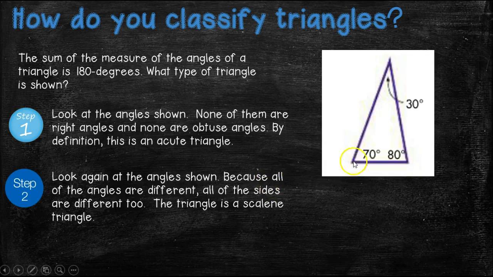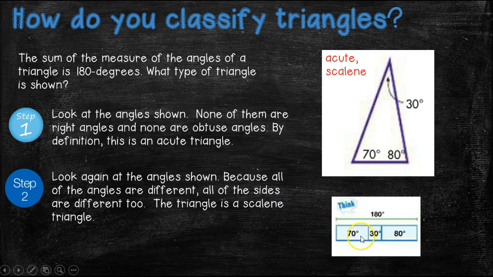You're also going to look again at the angles shown, because all of the angles are different. That means all of the sides are different too. Even though this side and this side look like they could be the same, if the angles are different, they will not be the same size. So this triangle is also a scalene triangle.